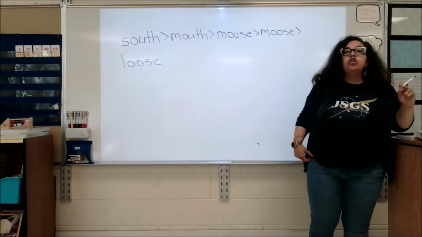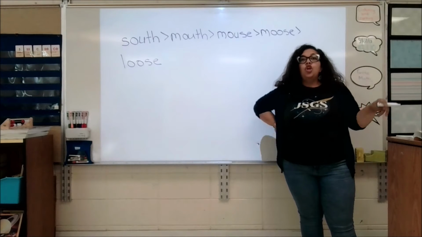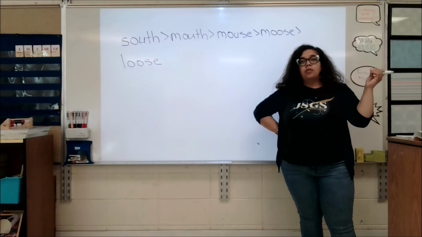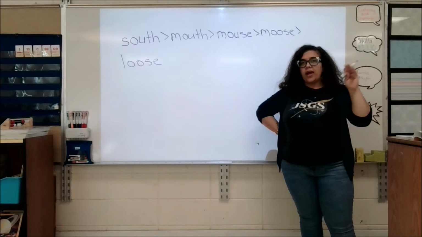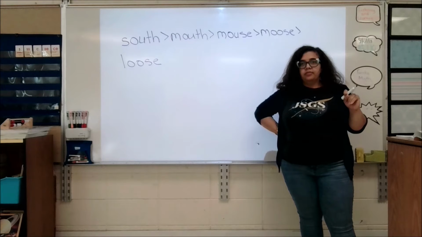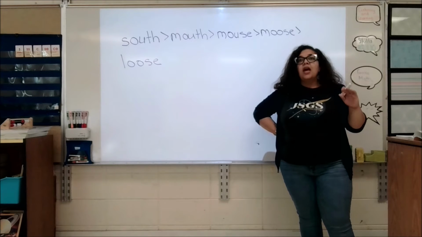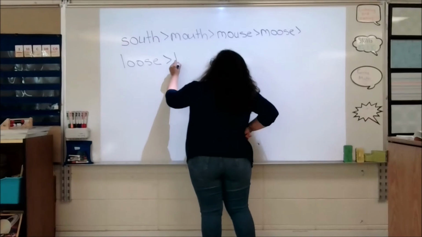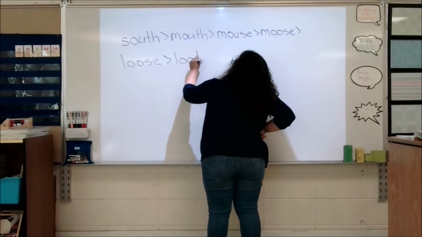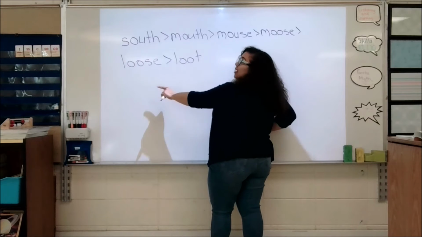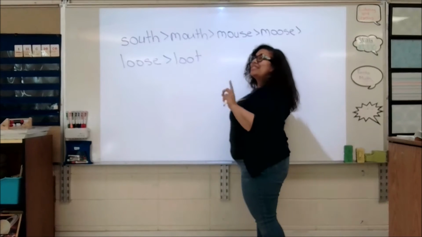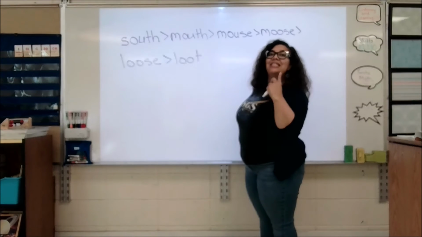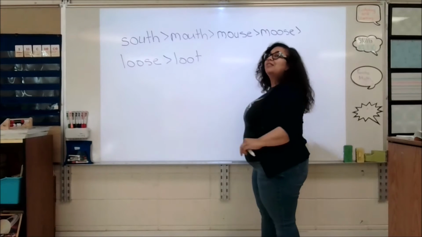From loose to lute. Where am I changing this word? At the end. I went from the sound s to the sound t. And I spelled the sound t using the letter T.